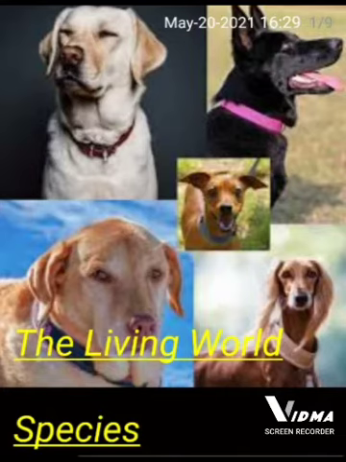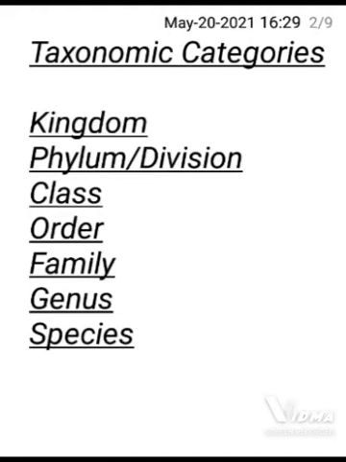In the previous video, we studied various terms used in classification and also some taxonomic categories. The taxonomic categories that we studied were kingdom, phylum or division, class, order, family, genus and species. So, these are the 7 categories. Kingdom is the most diverse category, whereas species is the least diverse category.